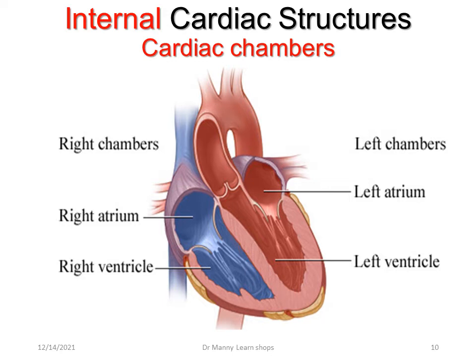But there are four cardiac chambers: the right atrium, left atrium, right ventricle, left ventricle. The right atrium and right ventricle are separated by a valve called the tricuspid valve, and the left atrium and left ventricle are separated by a valve called the bicuspid valve or the mitral valve.